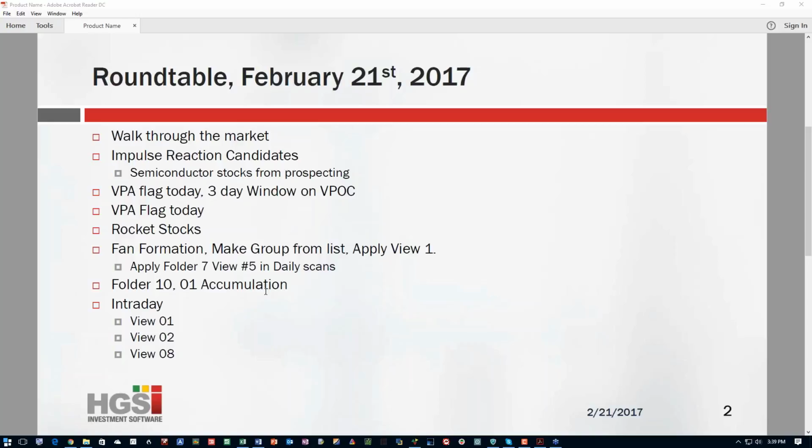And then take a quick look at the folder 10, view number 1, which is accumulation. And then there are some intraday views on here which are very powerful tools, and I want to cover those. I'm going to talk about views number 1 and number 2 and view number 8, and it deals with IPOs, so we can find IPOs.